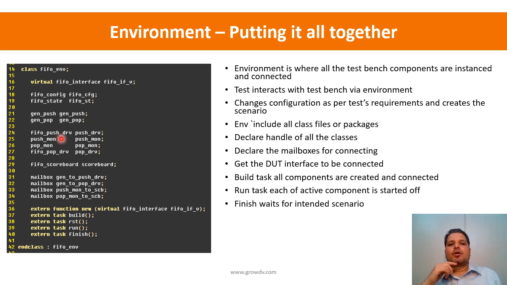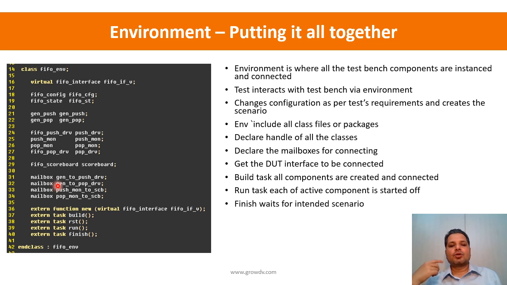So what we will do, we are creating the handles for the global objects, our FIFO config and FIFO state, and we are declaring the handles for all the generators, that is another layer, and then we are declaring the handles for our drivers and monitors, which is our low level layer. Then the FIFO scoreboard, we are declaring the handle, and we are declaring the handles for all the mailboxes, right? The mailbox being the built-in data type within SystemVerilog for interprocess communication.